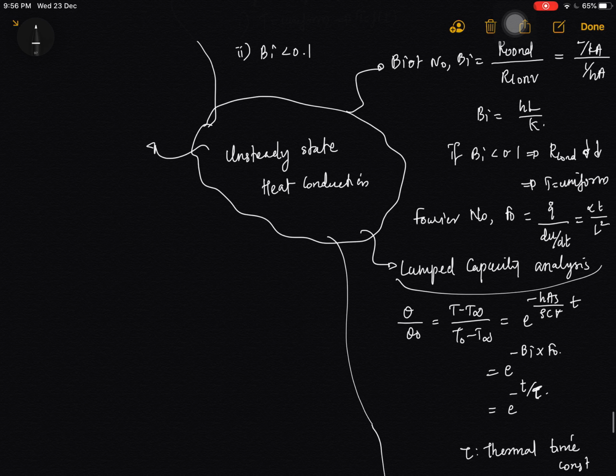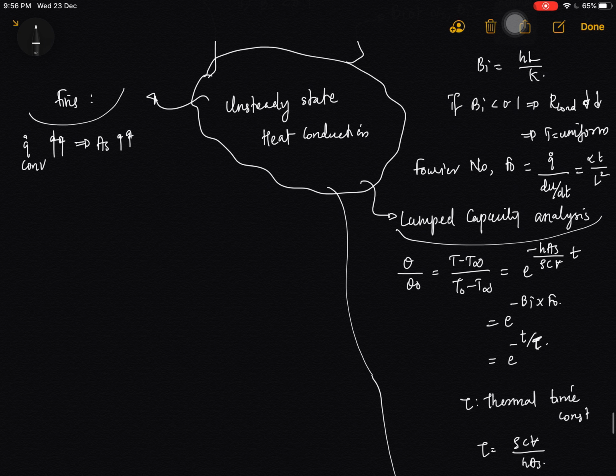Okay, and then in the unsteady state heat conduction we have dealt with the fins, and these fins are nothing but the extended surfaces which are used to increase the convection heat transfer by increasing the surface area, which is nothing but embedding some kind of extra material to the body in which convection heat transfer is occurring.